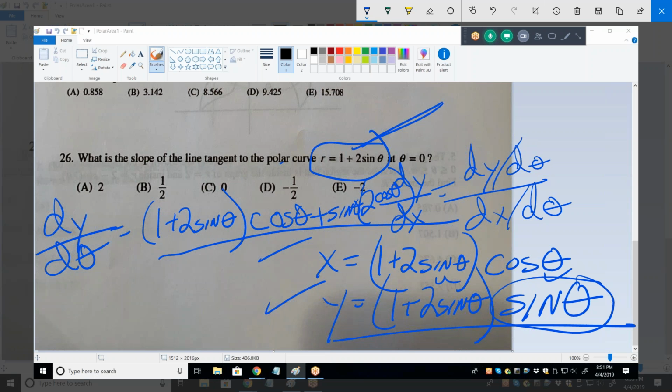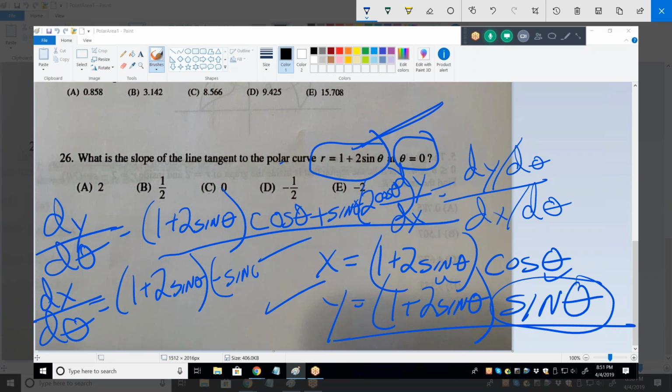Now, we're going to be asked to evaluate that at theta equals 0, so this is going to become a lot easier. When you plug in 0 for theta, a lot of these things wash out. What is dx/d theta? dx/d theta would be 1 plus 2 sine of theta times negative sine of theta, plus cosine theta times 2 cosine theta.